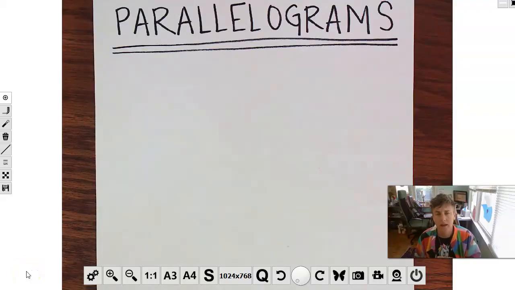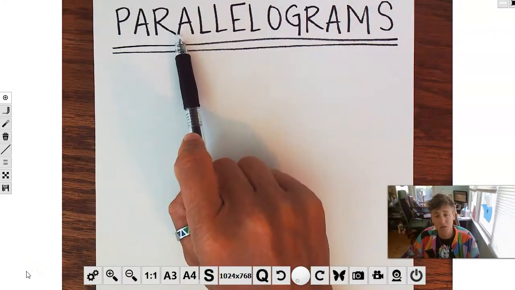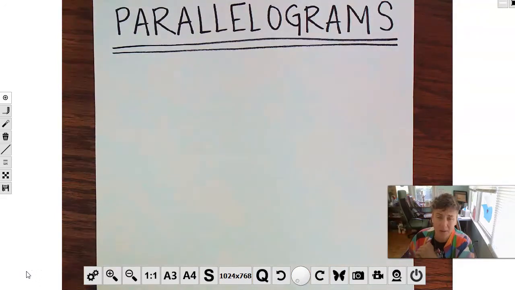We're going to talk about parallelograms. Parallelograms have a lot to do with parallel lines. What do you know? So to talk about parallelograms, we're actually going to make a family tree.